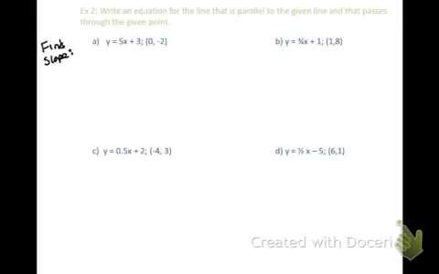So we're doing parallel. So my slope is whatever that slope is that they gave you when y equals is by itself. So m equals 5. Then I have a point. If I have a slope and a point, there is a formula we can use. So that would be the point slope form.